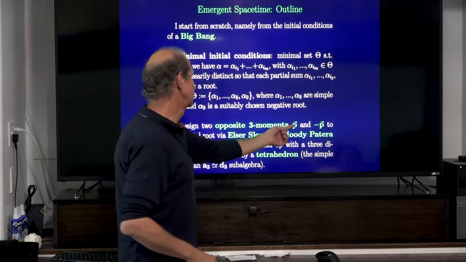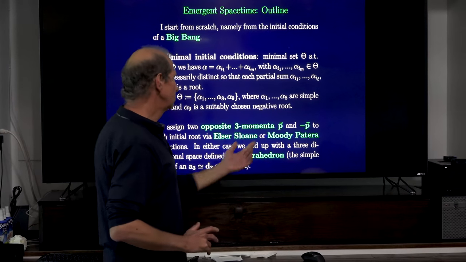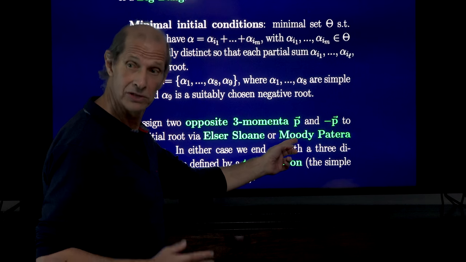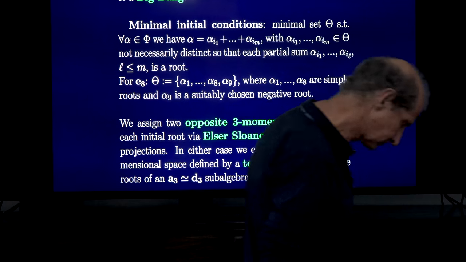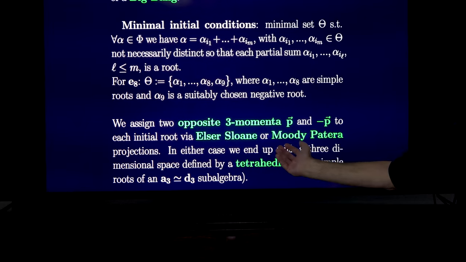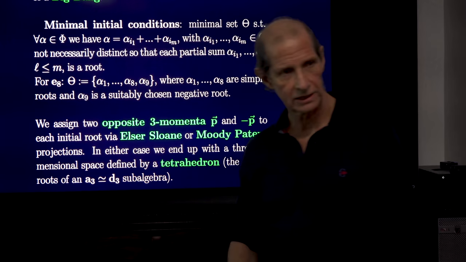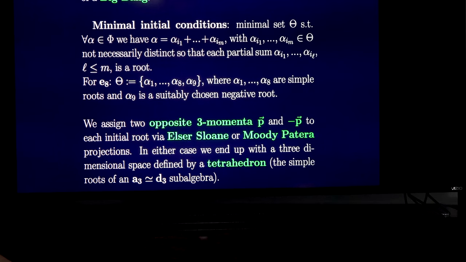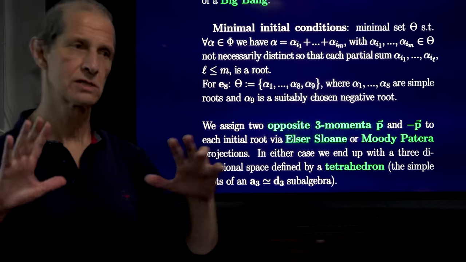Now you have to associate this plus minus p, where p is the momentum, to the roots. Here comes into the game Elser-Sloan or Moody-Patera, and I would say even better, for what I heard from Ray, his construction, which is close to the Moody-Patera one. This is again a recipe to project somehow to 3 dimensions. We are going to end up with a tetrahedron in any case, in both cases. I will show you just the result of that, but I have all the details worked out. I can go into the details, but not during this talk. I will just tell you the outcome. But this is the way you associate a plus minus p to each of those simple roots. This is the starting point.